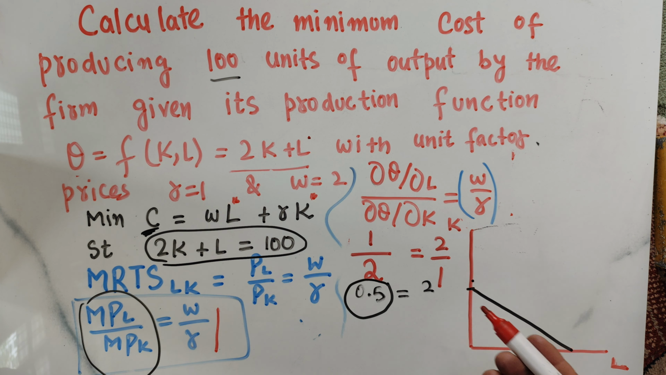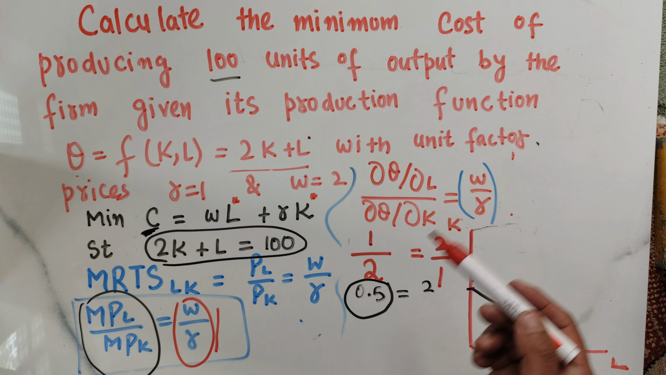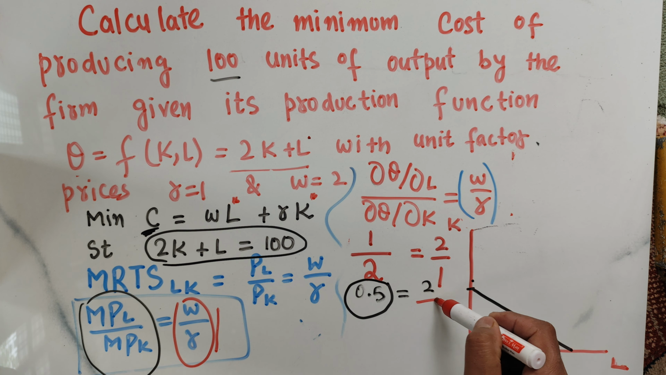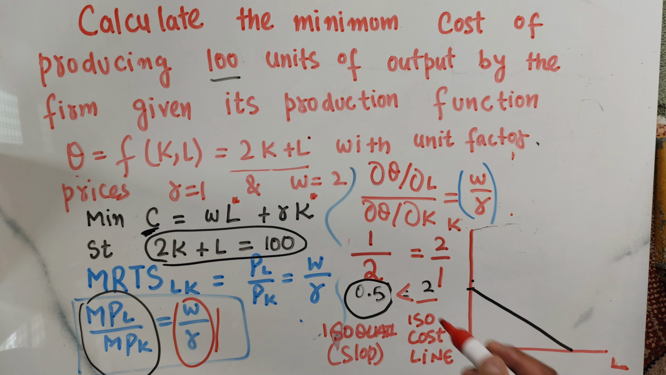Now with the given isoquant, the production constraint, we want to minimize the cost. What is the slope of the isocost line? That is wage rate upon rental rate of capital, W upon R, which is 2 upon 1, which is 2. The slope of the isocost line is 2. That means the isocost line is steeper than the isoquant. So this is our isocost line, and this is our isoquant. Here you can see the slope of the isoquant is less than that of the isocost line.